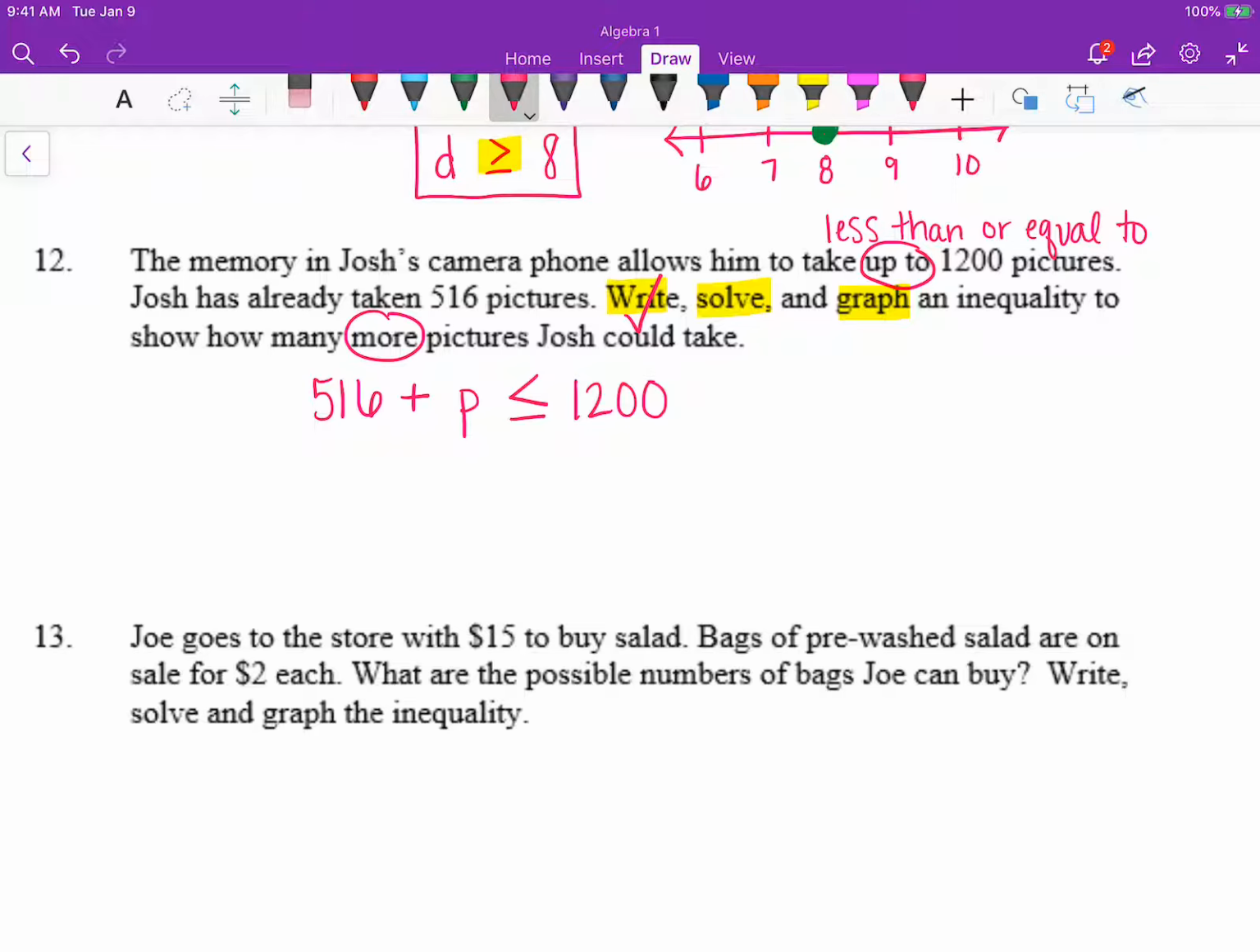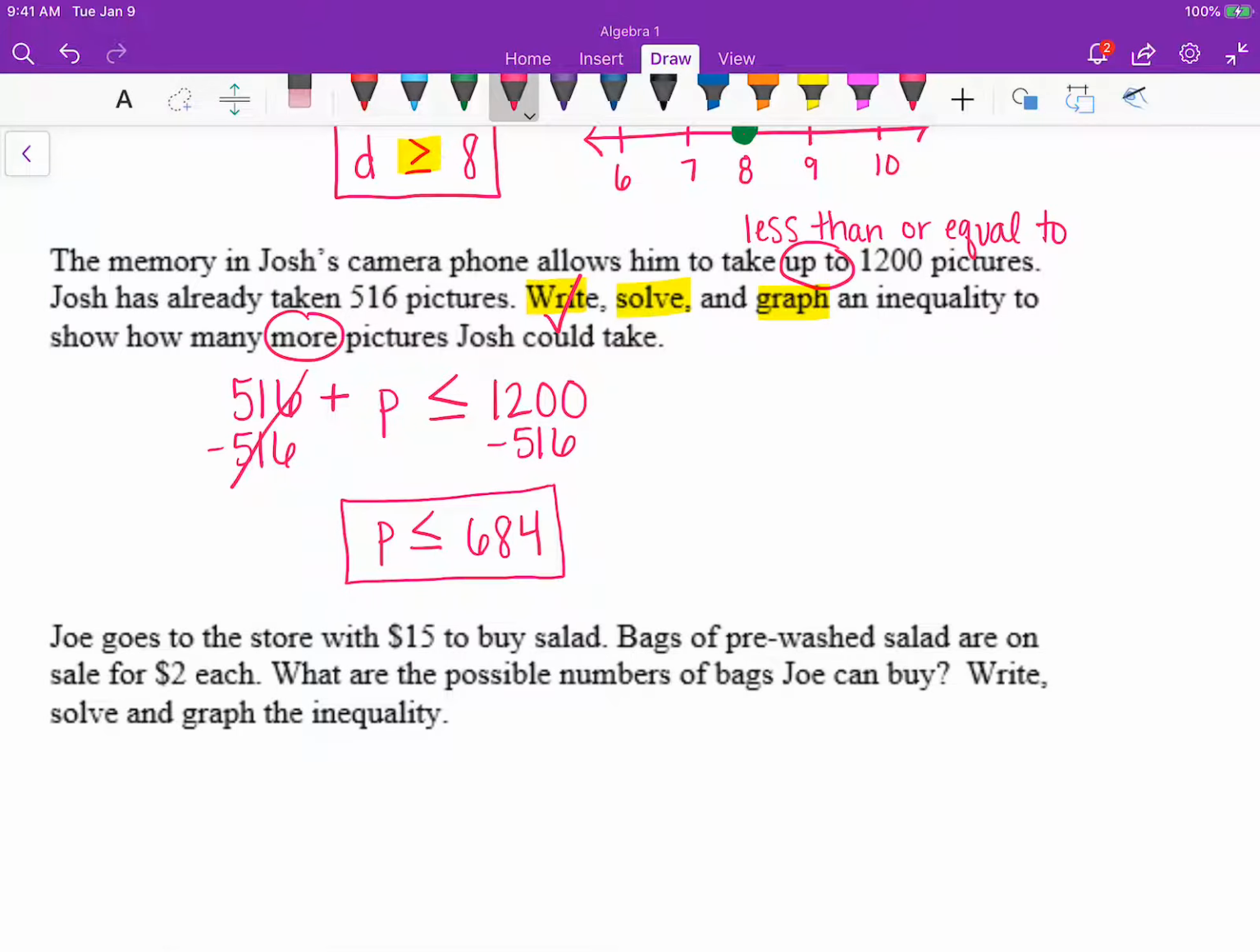So we did the first part. For solving it, you're just getting the letter by itself. So to get the 516 over to the other side, I'm going to minus 516 on both sides. And that will give me the letter P by itself. When you type in 1,200 minus 516, you end up getting 684. My symbol stays facing the same way because I didn't do any multiplying or dividing with a negative. And my letter's on the left, so that'll make it nice and easy for us to graph.